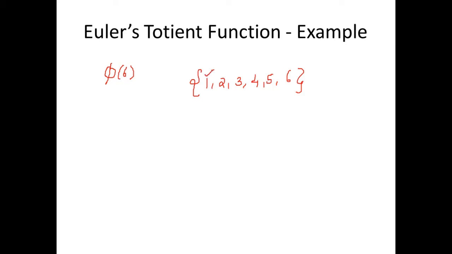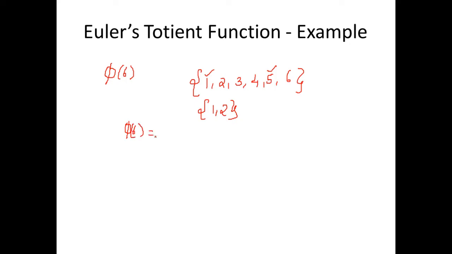So 1 and 6, GCD is 1. 2 and 6, GCD is not 1, so we leave this. 3 and 6, GCD is not 1. 4 and 6, GCD is not 1. 5 and 6, yes, GCD is 1. And 6 and 6, GCD is not 1. So the total co-prime numbers from this set that have a GCD of 1 with 6 are 2 numbers.